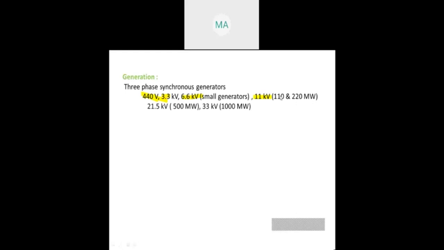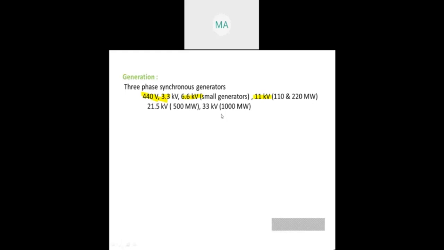Motors are also used. In the Kaleshwaram project, they are using 33 kV motors for production in the water plant. So they are using 33 kV motors.